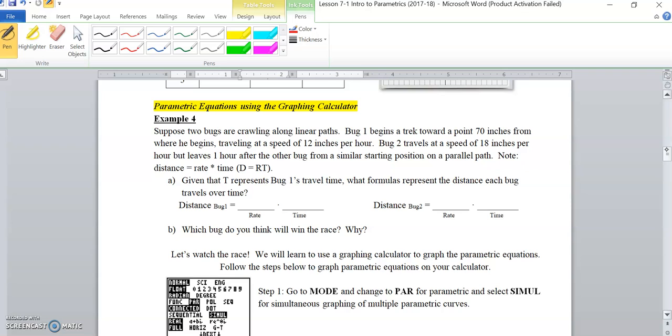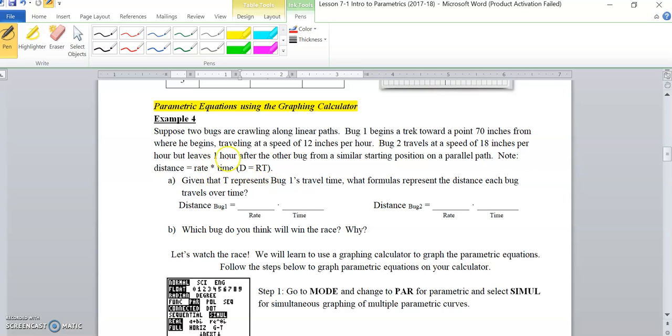So when we look at this, the information given says that the trek, or the race, is 70 inches long. So that's kind of our parameters. We're looking for critical information. So bug 1 is going to go 70 inches. Bug 2 will also travel 70 inches. The difference is bug 1 starts at time 0 and goes at 12 inches per hour. So question A, given that t represents bug 1's time, what formula can we represent the distance?